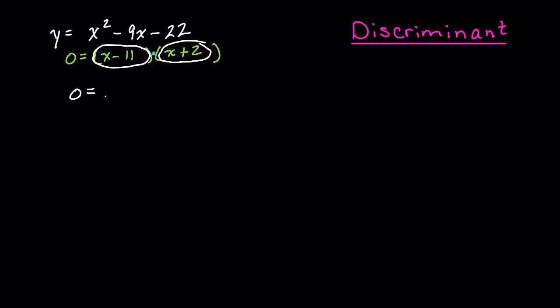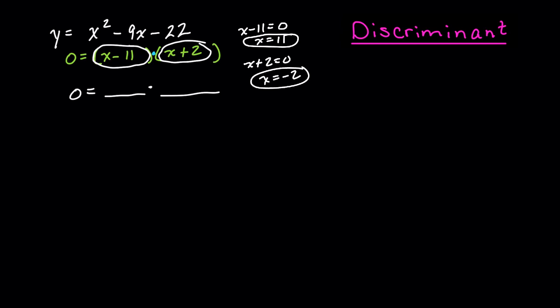If you are multiplying two things together and your answer comes out to be 0, that means one of these two things would have to be 0. So the value of x that makes this equal to 0 would be positive 11. And the value of x that makes this equal to 0 would be negative 2. Now the way that you can also think about that is that if you take each factor, set it equal to 0, and then solve for x, that would give you your two solutions right here.